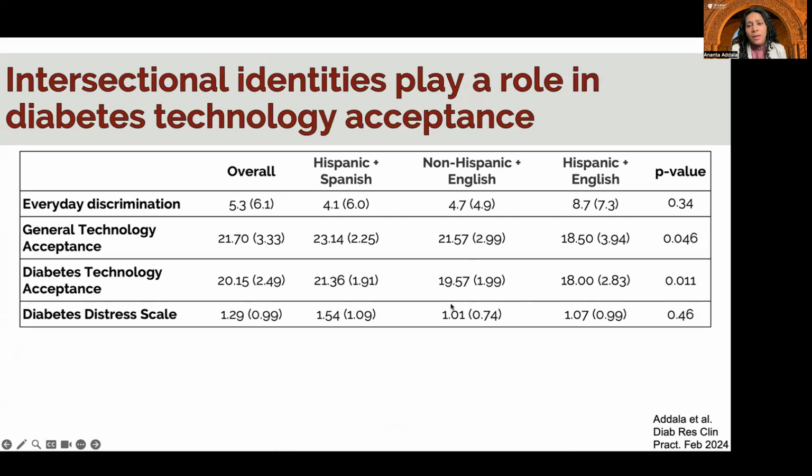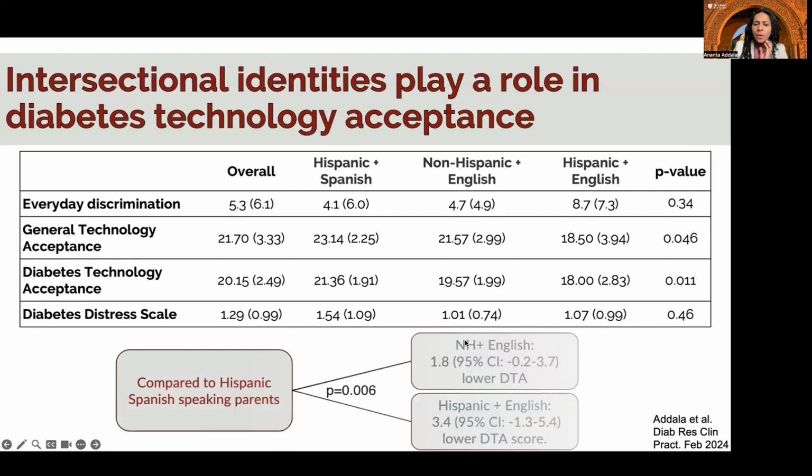And our non-Hispanic white individuals kind of sat somewhere in the middle. And what we did was put a simple univariate model together, comparing our Hispanic Spanish-speaking parents to their counterparts. The overall trend was actually quite significant: technology acceptance was lowest in those individuals who identified as Hispanic and preferred English.